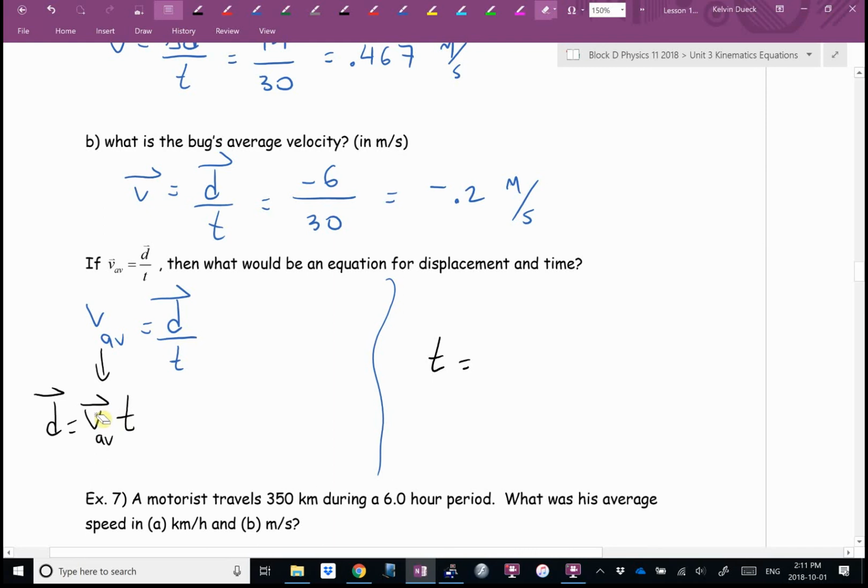V. What's the V doing to the T? Adding, subtracting, multiplying, or dividing? So how would I move the V over to this side if I wanted to get the T by itself? Are you saying another equation, time is displacement divided by average velocity? Yeah.